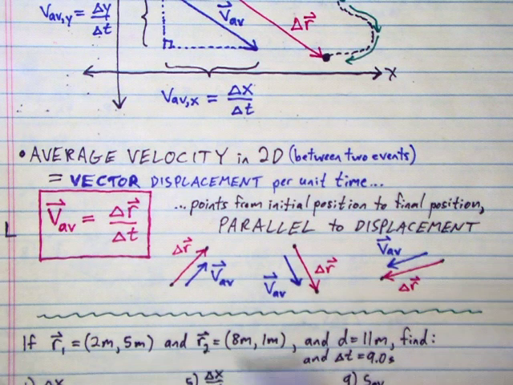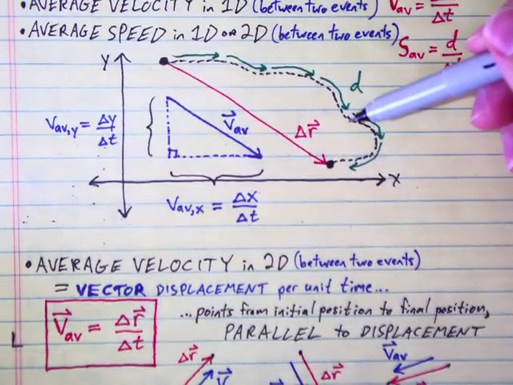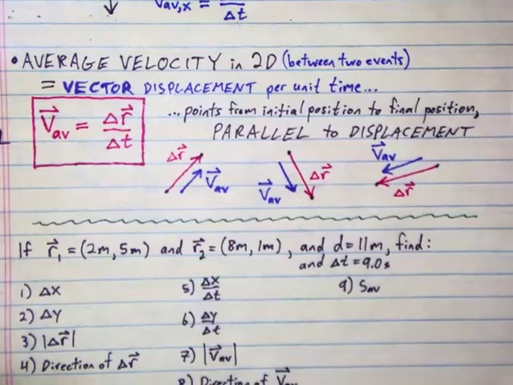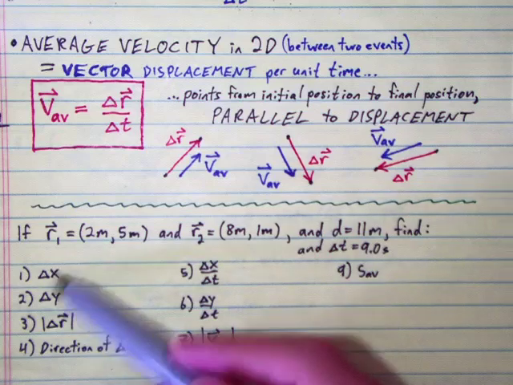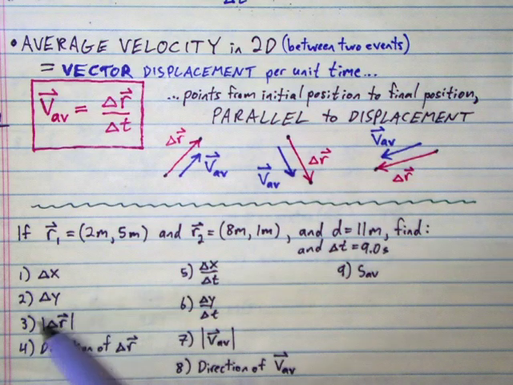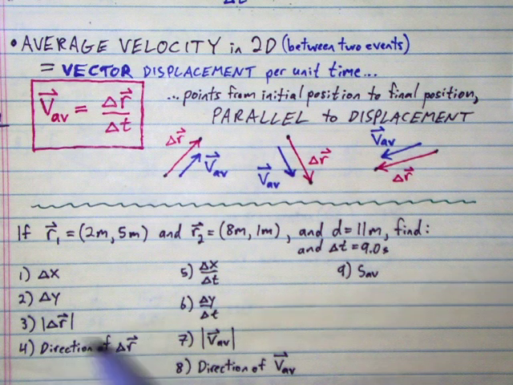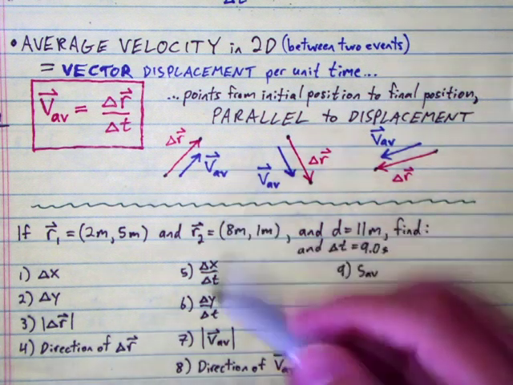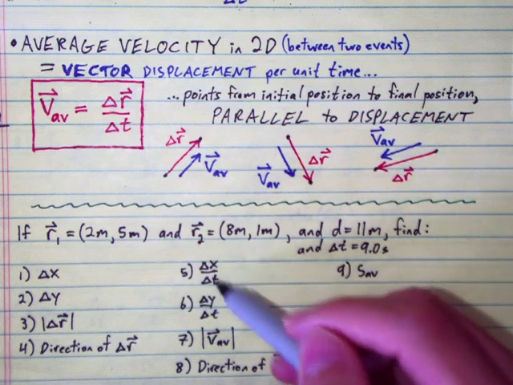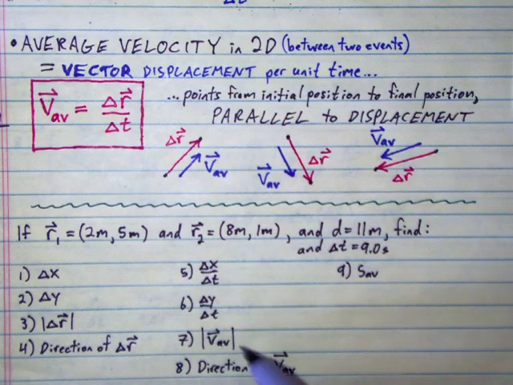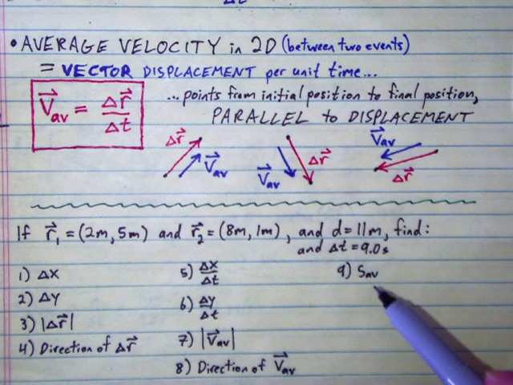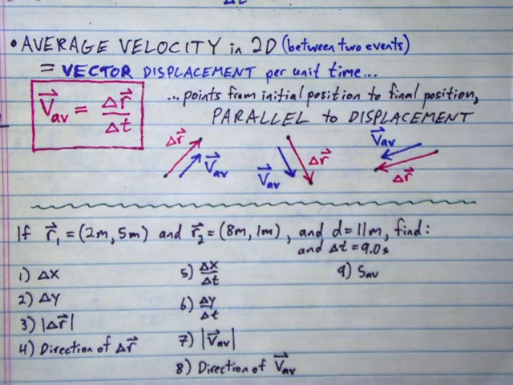So with that information, for this trip, can you find all of the following? Delta x and delta y, use those to get the magnitude of the displacement and the direction of the displacement vector. Then find the x component of the average velocity, the y component of the average velocity, use those to get the magnitude of the average velocity and the direction of the average velocity, and lastly, find the average speed. Pause the video, work those out. Ready?